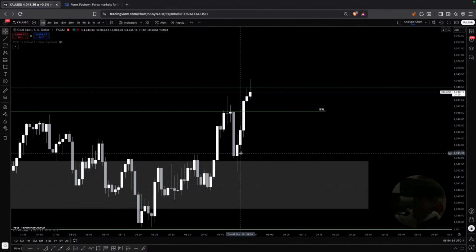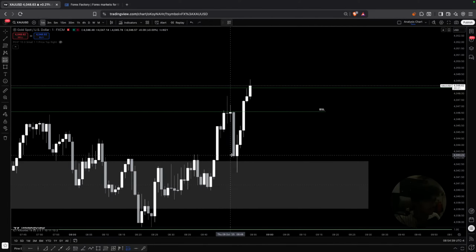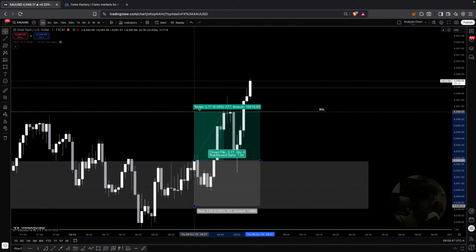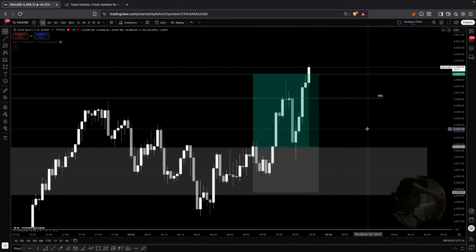Okay, we are done for the day, right? Where we entered, that is where we set the stop loss initially. At this point, that is what we targeted. 1:6, fine.